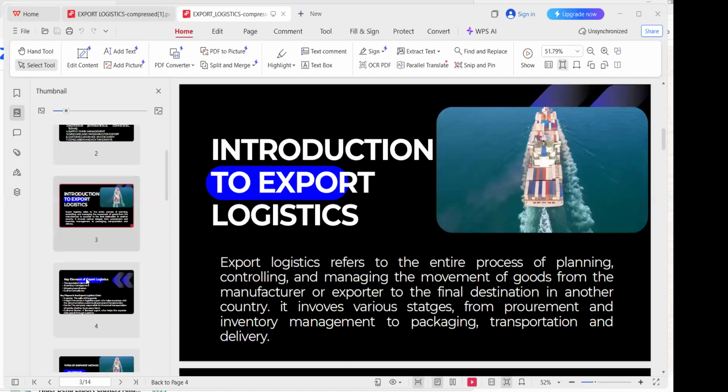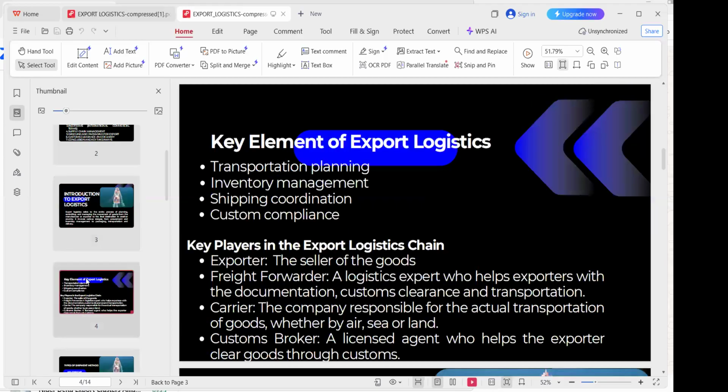The key elements of export logistics: we have transportation planning, which is about moving goods efficiently from one place to another. In transportation planning, a logistics manager has to decide the best mode, either by air, by sea, or by land, based on factors like cost, speed, and reliability.